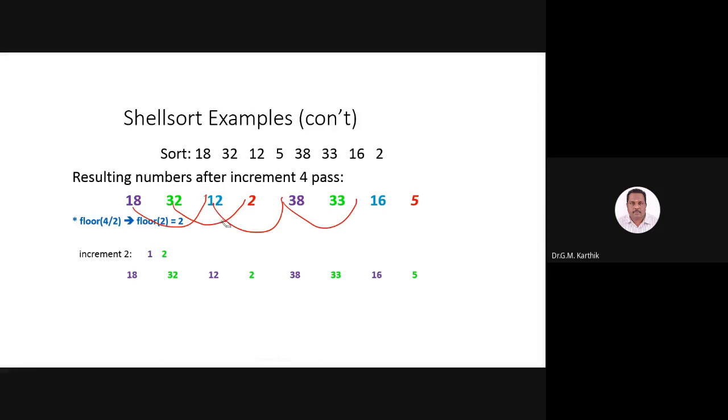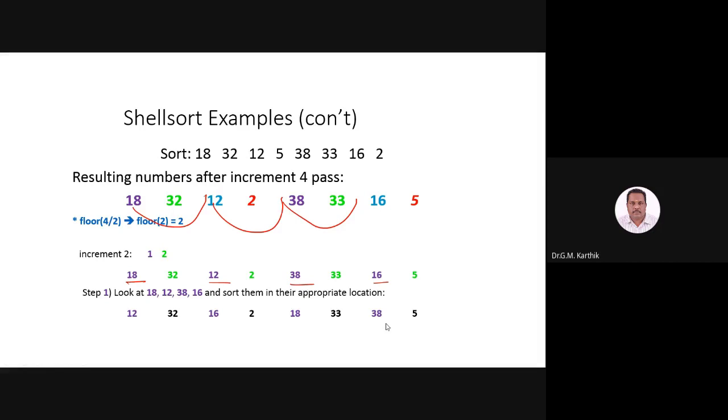Okay, so I will rub this. You can see in this color 18, 12, 38, 16. Now these 4 elements will be compared and sorted. So 18, 12, 38, 16 will be compared, sorted, and pushed in here. So what happens? 12, 16, 18, 33. This is how it will be done for the first pass.